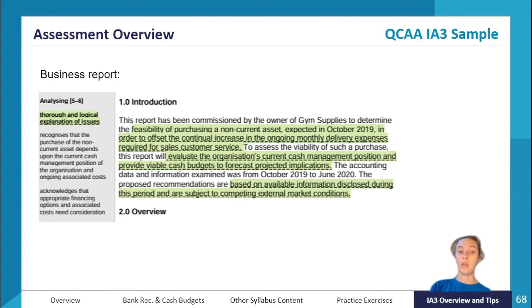And then you mentioned that you're proposing recommendations. They're based on available information disclosed during this period and are subject to competing external market conditions. So you can see that we've really got our terminology in there. It's formal. It's not in first person. We're writing in third person to get that really formal style in there.